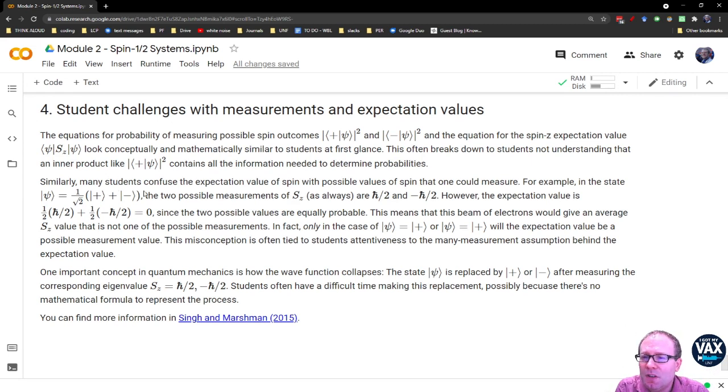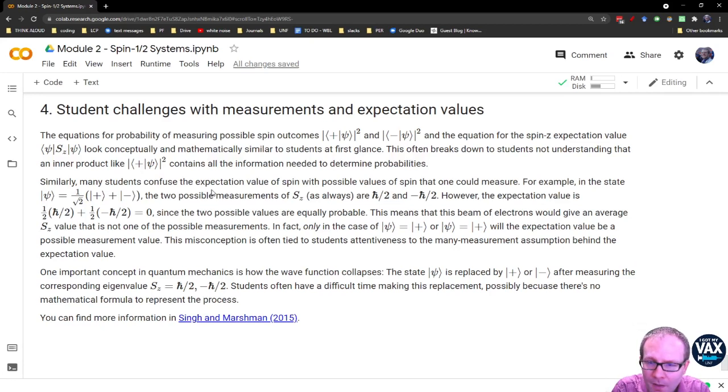Similarly, students often confuse the expectation value versus the possible value. So remember, when you measure a spin, you're always measuring spin up or spin down. You're never measuring something in between. But the average can come out somewhere in between based on how many spin ups and how many spin downs you have, even though no individual measurement has the average. Again, that kind of goes back to the lab, right? You might take 20 measurements and get an average that doesn't match with any of the measurements that you actually took.